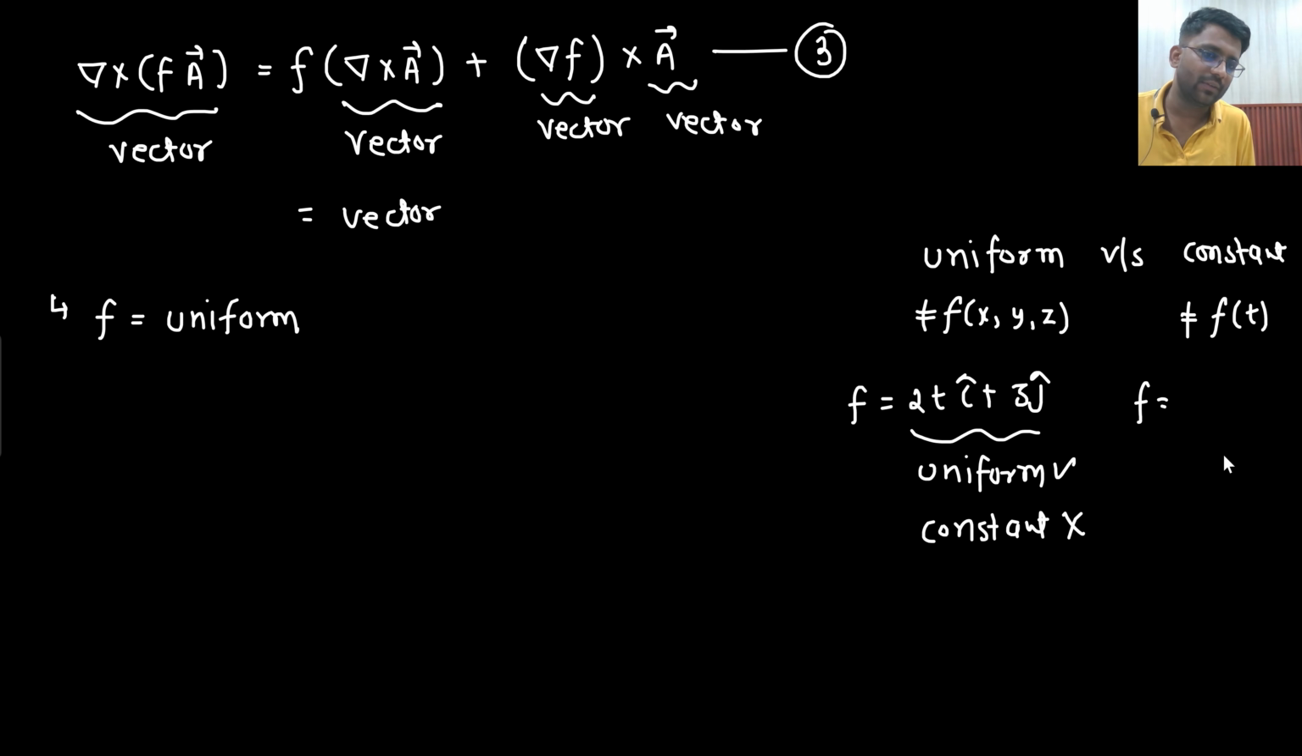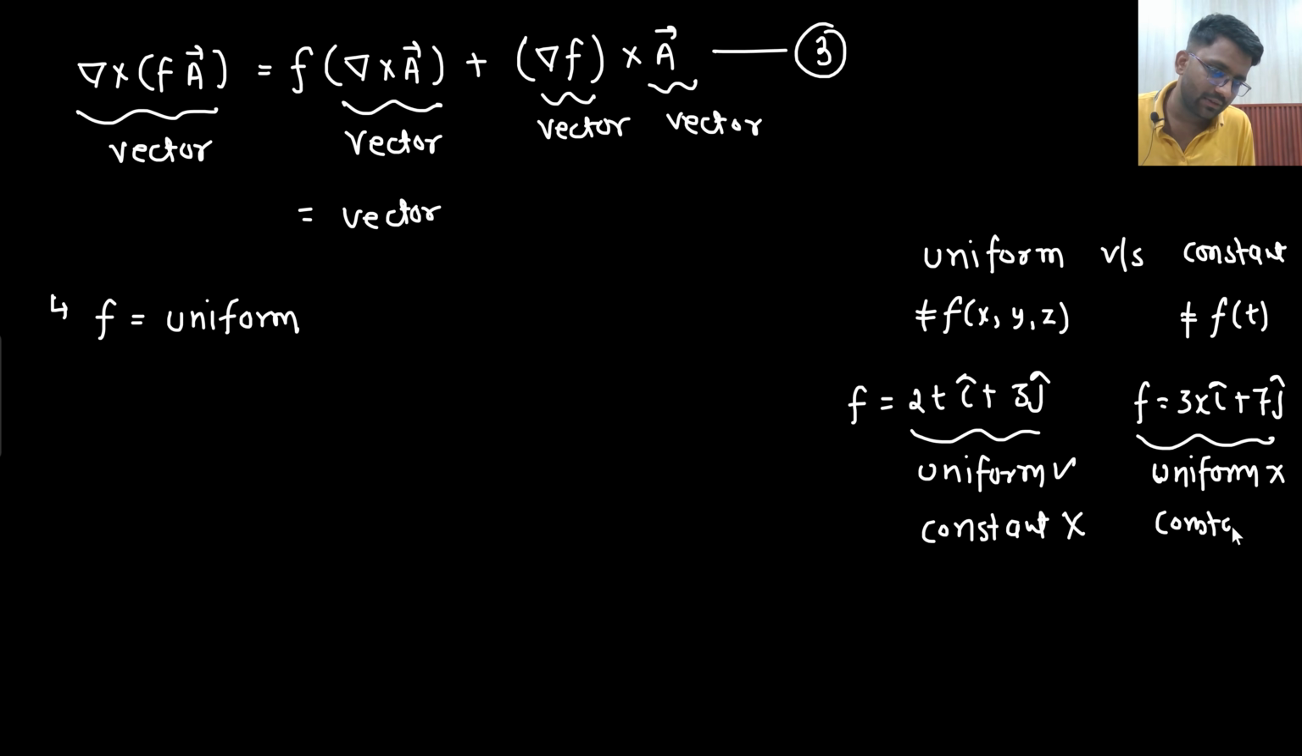Now another field I am writing down, which is 3x i cap plus 7j cap. Is it uniform? No. Why is that so? Because it is a function of x. Is it constant? Yes, because it is not a function of time t.